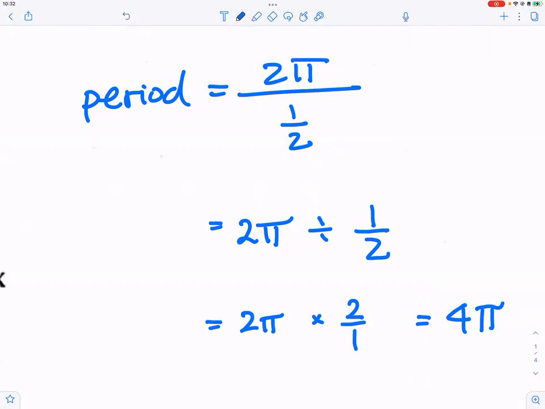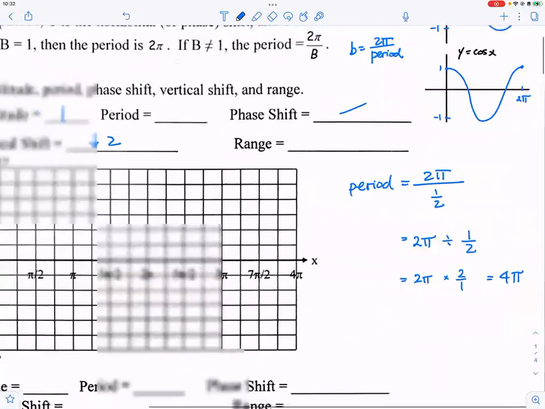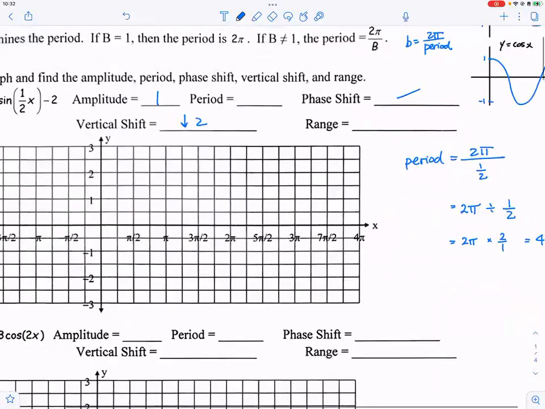Now, another way to think about this is, wait, hold on, 2 divided by 0.5. How many times does 0.5 go into 2? 4 times. So, a lot of ways to think about simple math. Okay, so our period is 4 pi.